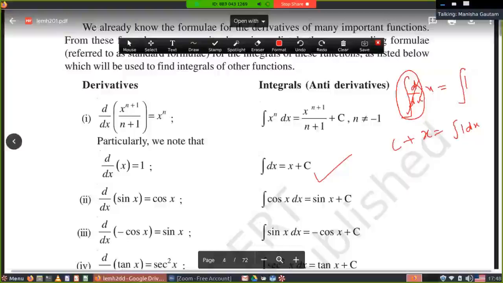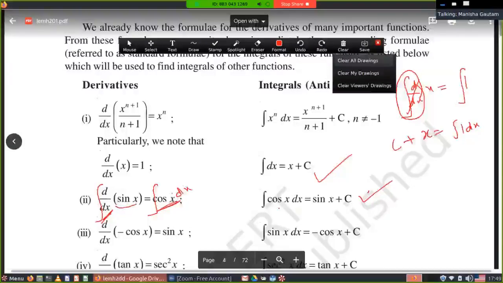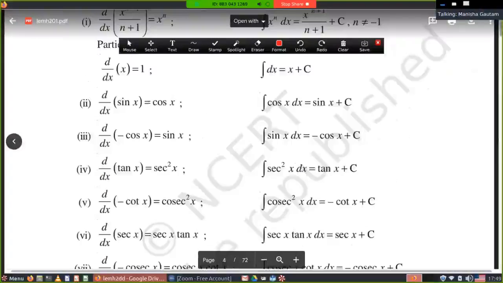Similarly, in this question, the derivative of sin x is cos x. Now take the integration sign on both sides. These two cancel each other. So the integration of cos x with respect to x comes out equal to sin x. This is the formula: integration of cos x is equal to sin x. This is a way to learn. That's why derivative and integration are given to you simultaneously.